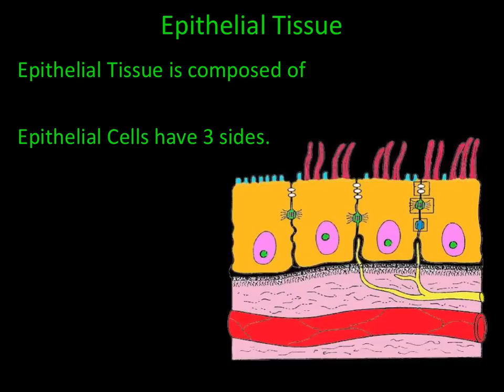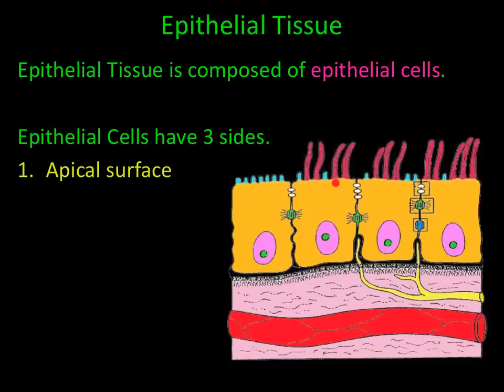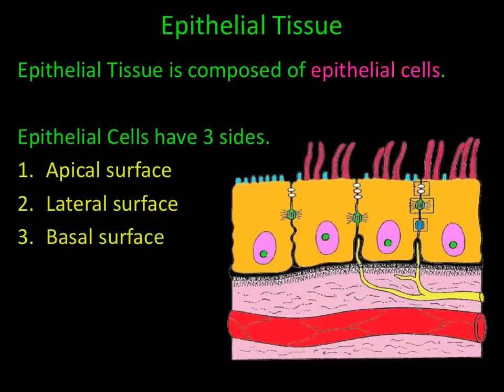Epithelial tissue is composed of epithelial cells. And when you take a closer look at epithelial cells, at least in this diagram, it has 3 sides. The first side of an epithelial cell is called the apical surface. The second side is called the lateral surface, and the third side is called the basal surface.